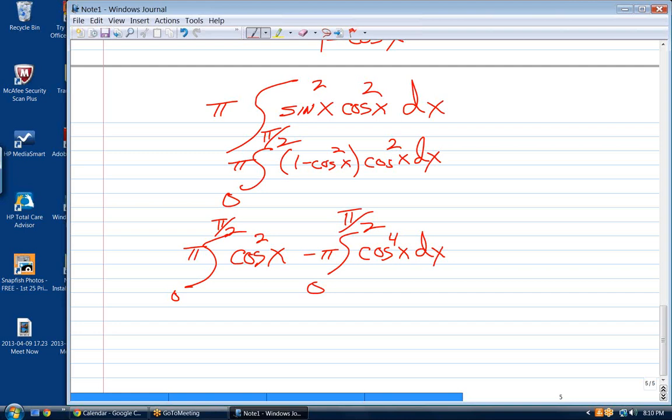See how I got that? Okay. Now, to integrate cosine squared of x, you have to use the reduction identity. And I'll bet you have not been taught that. No, it doesn't sound familiar. It's basically the double angle identity. But it's essentially this.